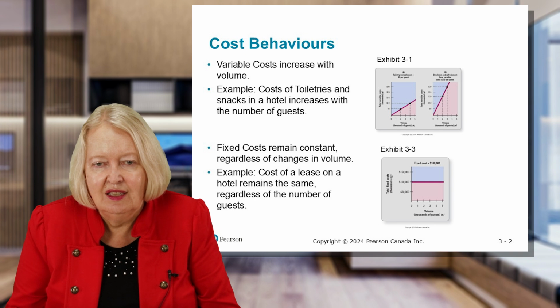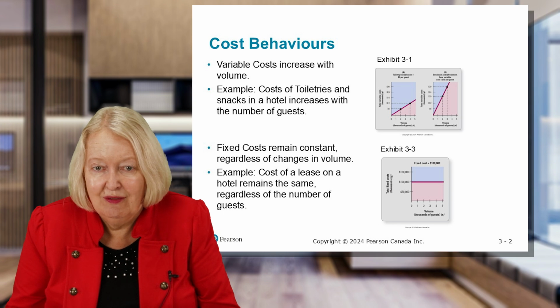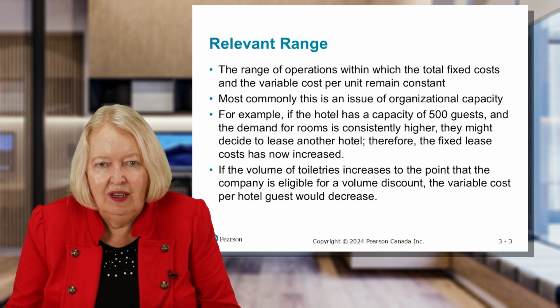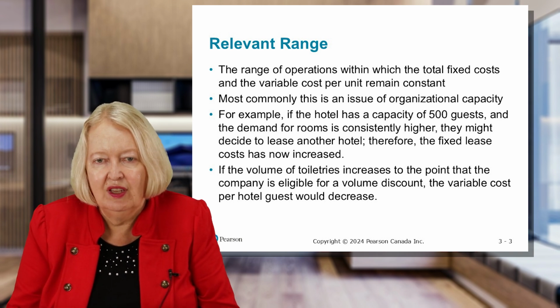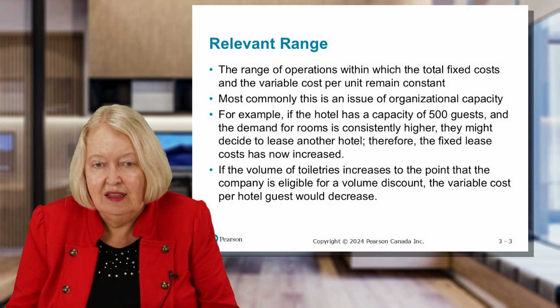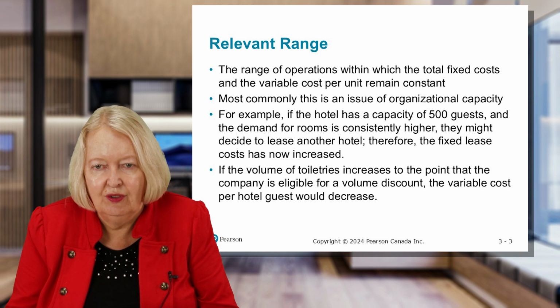So if a hotel is leasing its building, then whether they're hosting 100 guests or 500 guests, the annual lease cost remains the same. So relevant range is a range in which the total cost remain constant and the variable cost per unit remain constant. So in the hotel example, if the hotel has a capacity for 500 guests, but then the demand is higher and they decide to lease, say, another hotel, that's a situation where the fixed costs would then increase. But the costs are fixed up to a maximum of 500.